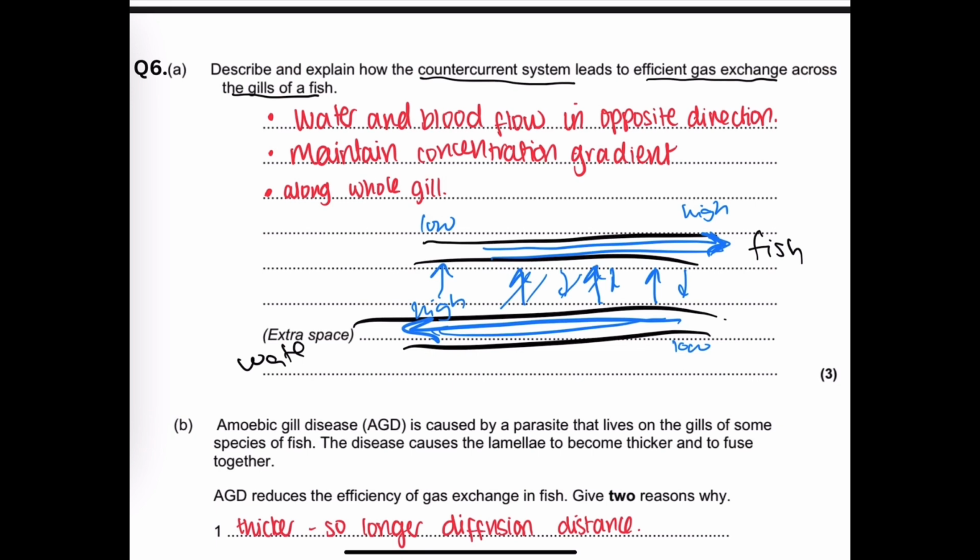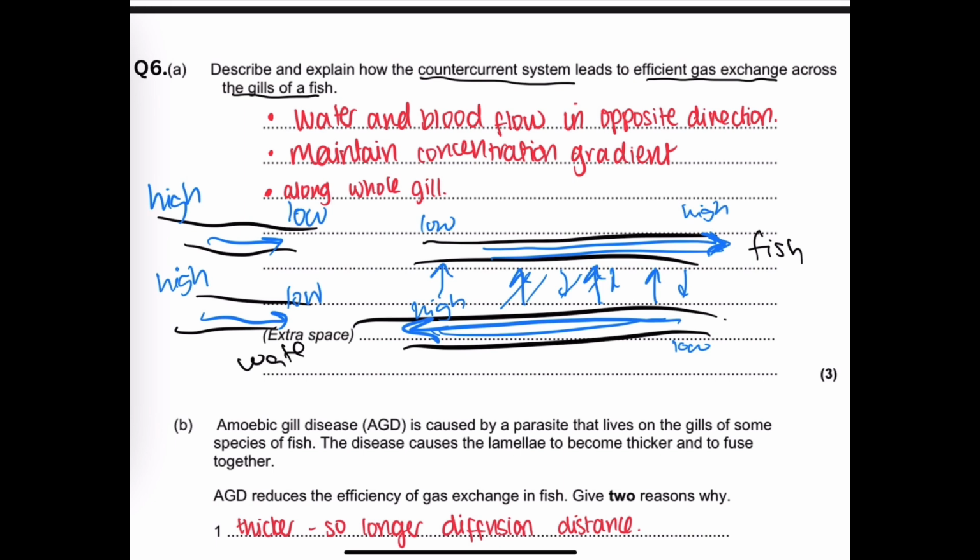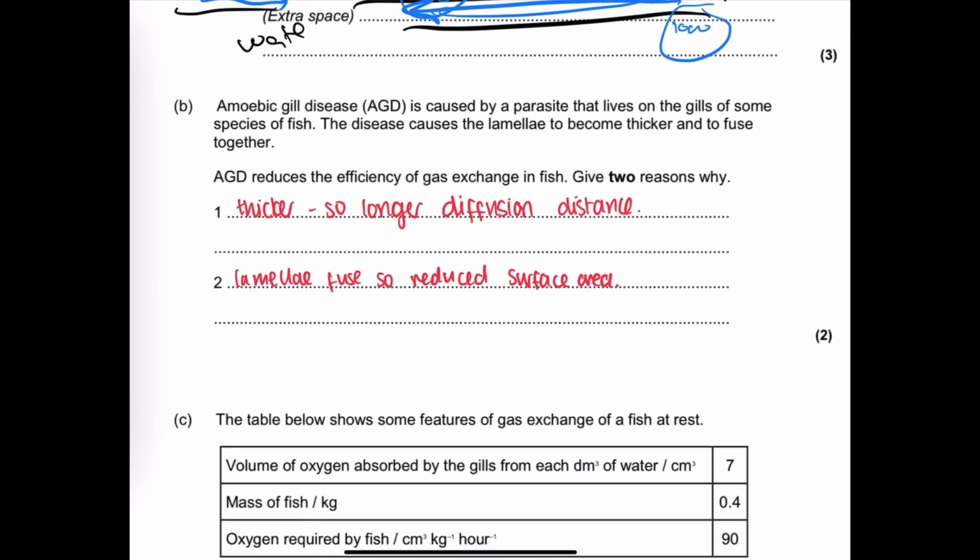Let's say in comparison, if they were both going the same direction, like over here, there would be high concentration in both and low concentration in both, which means after a while their concentrations will be exactly the same, so there's no more movement and gas exchange between them, which of course is inefficient because they want to get as many resources as possible. So having different concentrations at different points is the reason why gas exchange is so efficient. And this happens across the whole gill, not just parts of it.